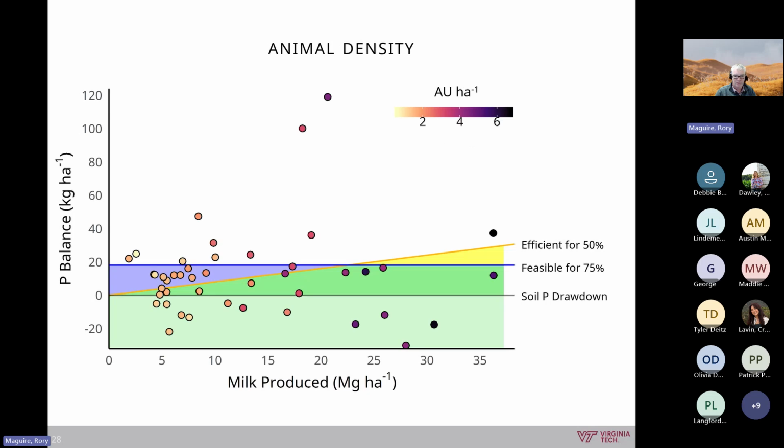We looked at animal density, and one of the things we saw was that larger farms with more animal units and with more cows tended to be more efficient. In the New York study, they found that where there was higher animal density, more animals per acre, they had more problems with phosphorus balance. But down here in Virginia, we found that the farms with higher animal density also had more animals, and they were more dialed in on what they were feeding those cows. So it wasn't an issue down here in Virginia.